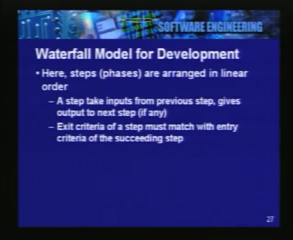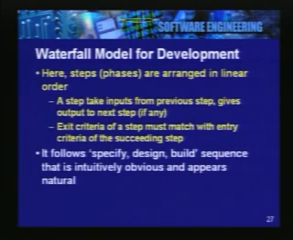We said that a waterfall model consists of many steps organized in a linear order, so that a step produces the right kind of outputs for the next step. So there is a linear or sequential order in which the different activities are performed. It follows what we may call a specify, design, build sequence of activities, which should appear to be quite obvious. What it really means is that you cannot design something which is not clearly specified, and if you have not done the design, naturally you cannot build.